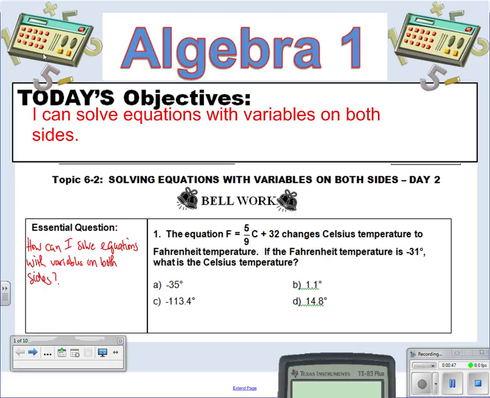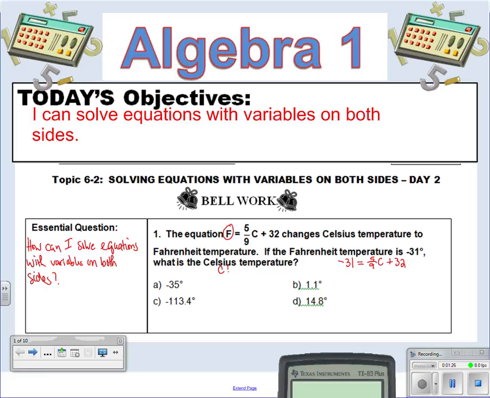Our bellringer for today is the equation F equals 5/9 C plus 32 changes Celsius temperature to Fahrenheit temperature. If the Fahrenheit temperature is -31, what is the Celsius temperature? So Fahrenheit temperature being -31, that means we're going to take where the F is and replace it with -31. We'll rewrite our equation as -31 equals 5/9 C plus 32. We want to find out what is C.